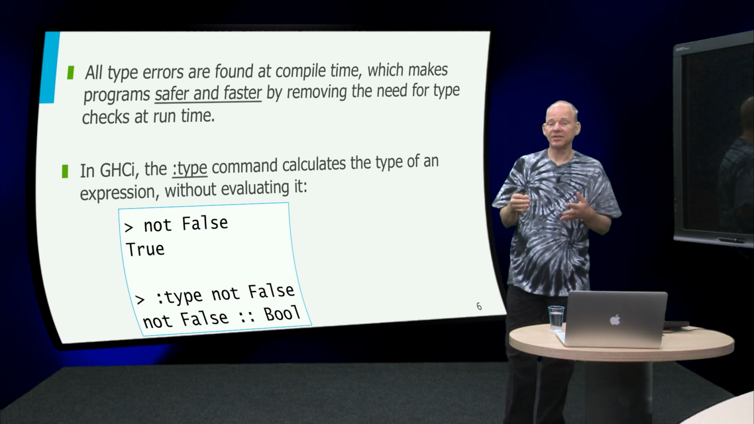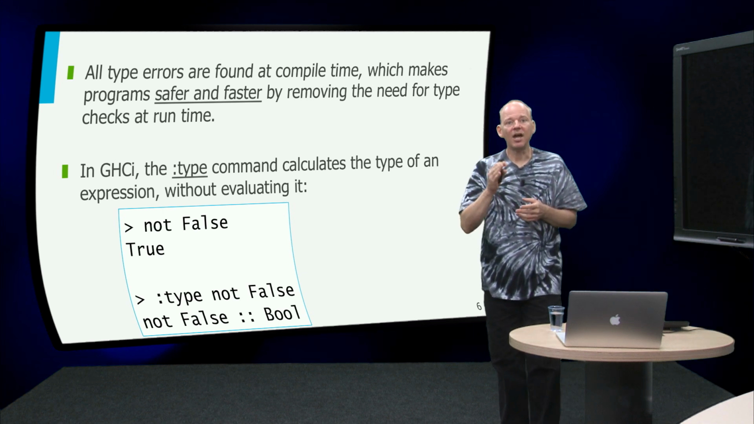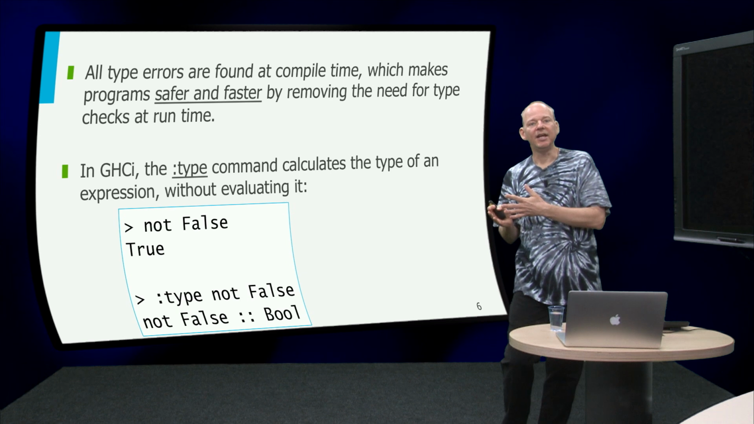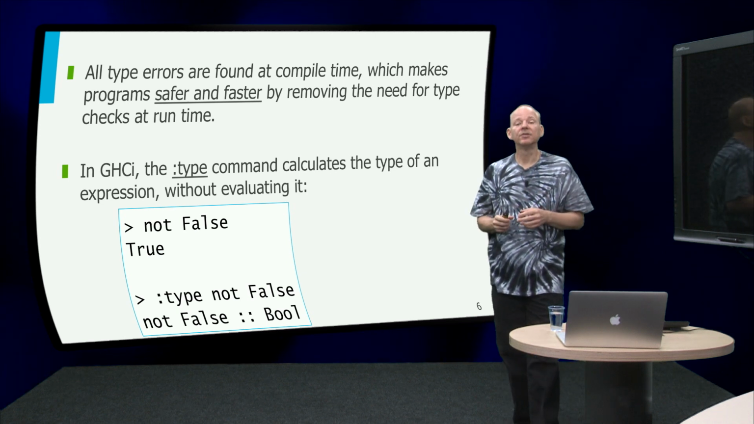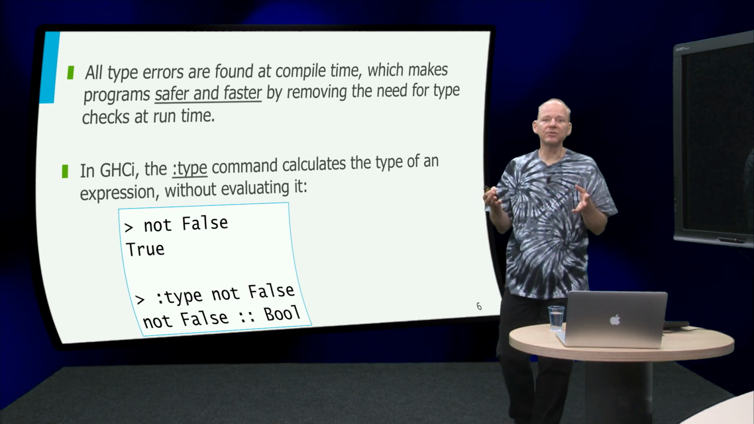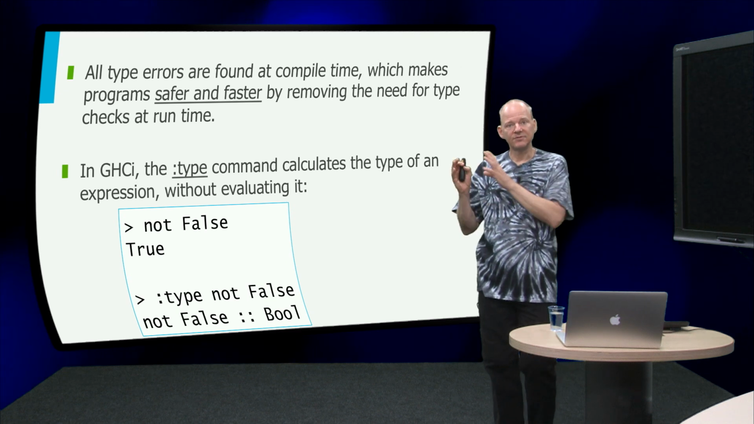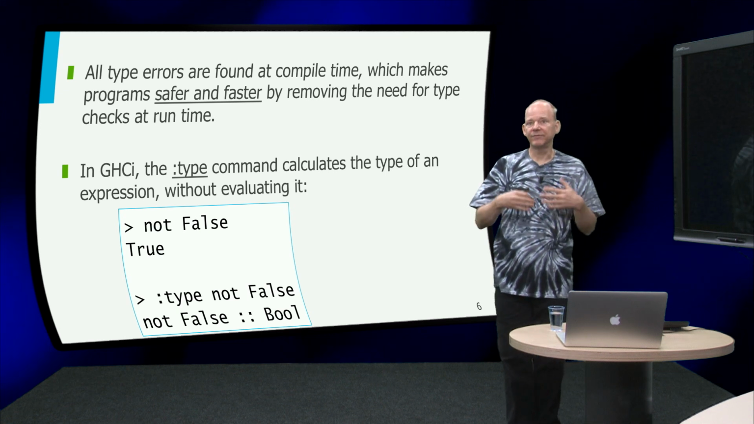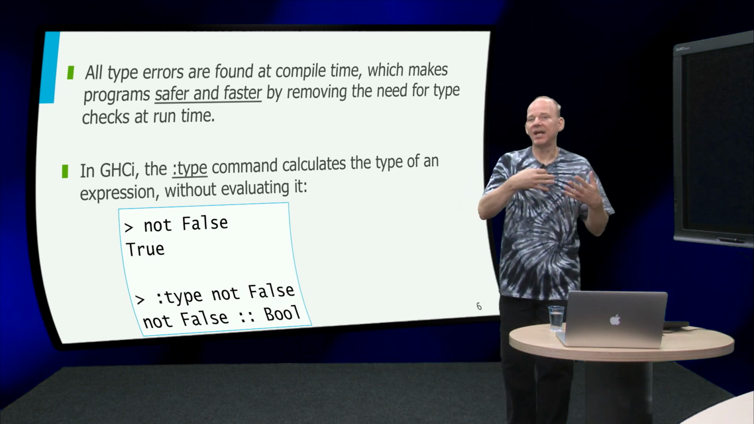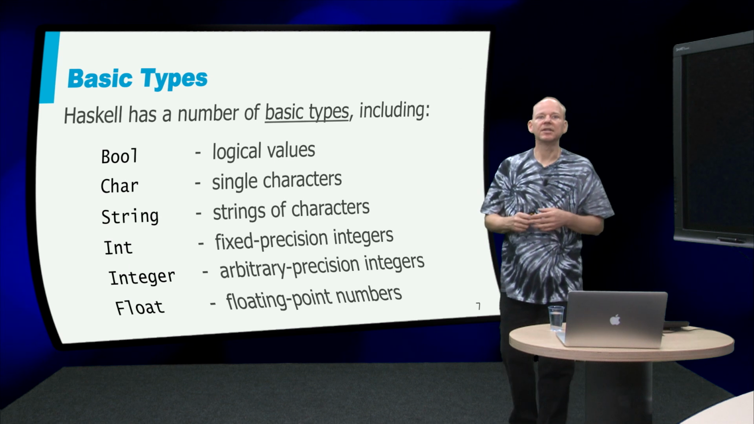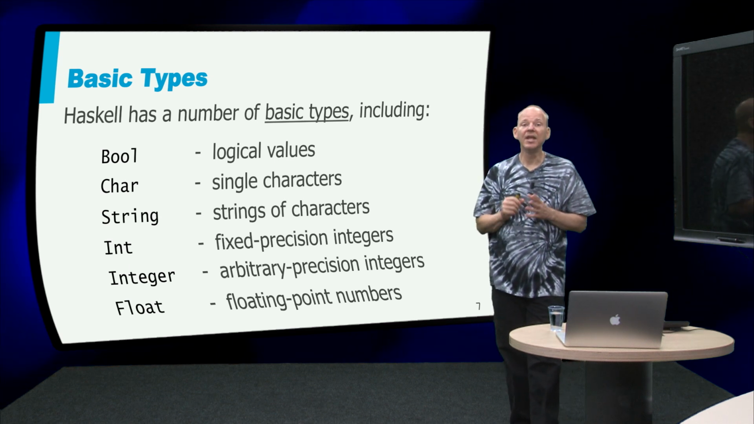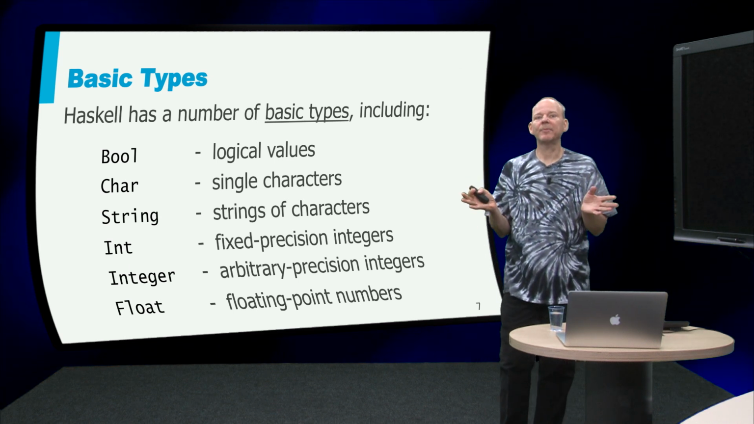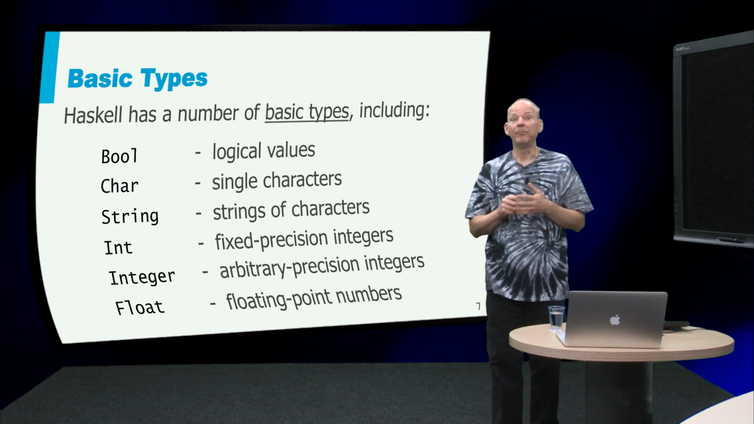It would be weird and wrong if the type of not False were Integer, say, but the value were True. So that is called type soundness, which means that the type that the compiler calculates corresponds with the value that this expression has when you execute it at runtime. In Haskell and in most programming languages, there are a number of base types.